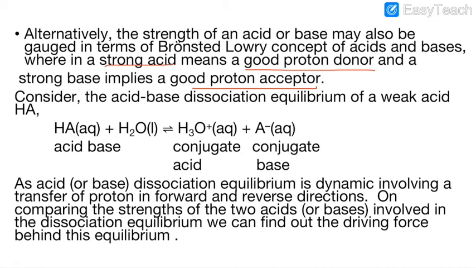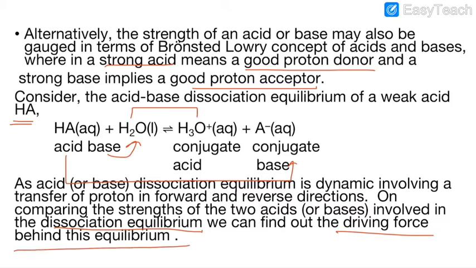Let's take an example. An acid HA, when dissolved in water, which acts as a base, will give H3O plus and A minus. H2O and H3O plus are a conjugate acid-base pair, and HA and A minus are a conjugate acid-base pair. As acid dissociation equilibrium is dynamic, involving a transfer of protons in forward and reverse directions, on comparing the strength of the two acids or bases involved in the dissociation equilibrium, we can find out the driving force behind the equilibrium.